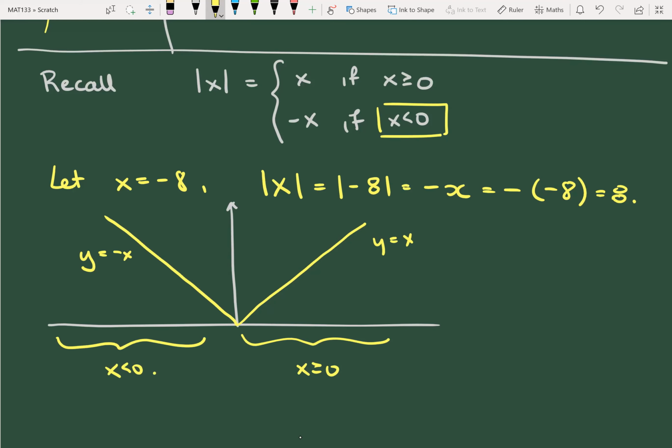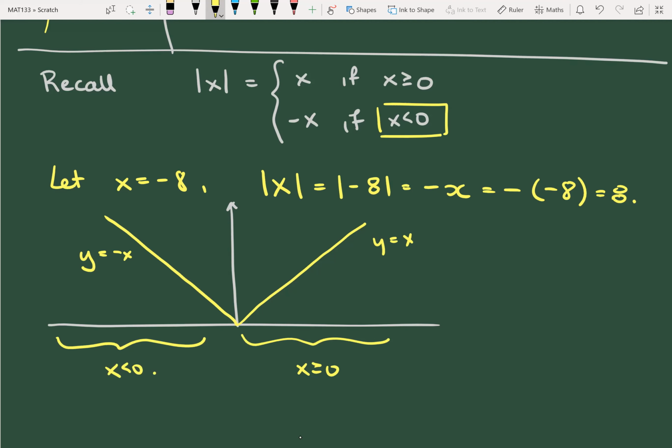Yeah, exactly, Christian, so it's that V. You can see it's negative x when x is negative, and it's just y equals x when x is greater than or equal to 0. So the piecewise definition of the absolute value is x when x is greater than 0, and negative x when x is less than 0. Don't forget, one of them has to be an equal. You can put it in the less than if you want to, because obviously the absolute value of 0 is 0.